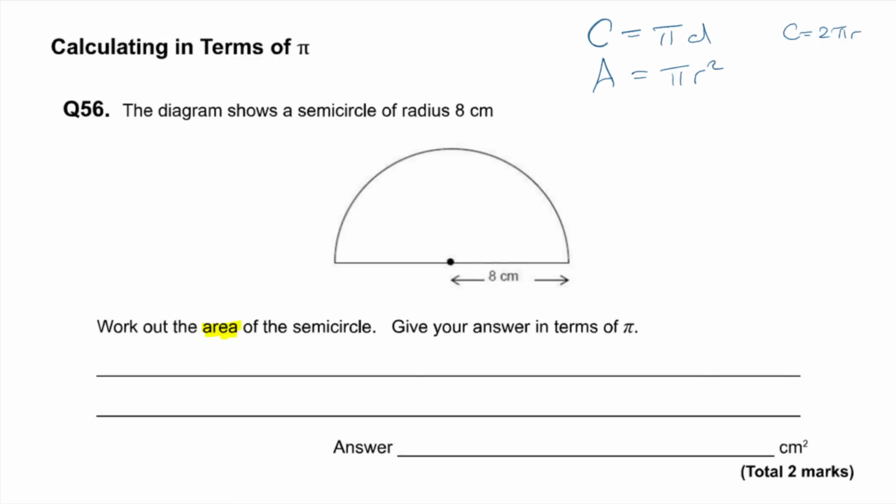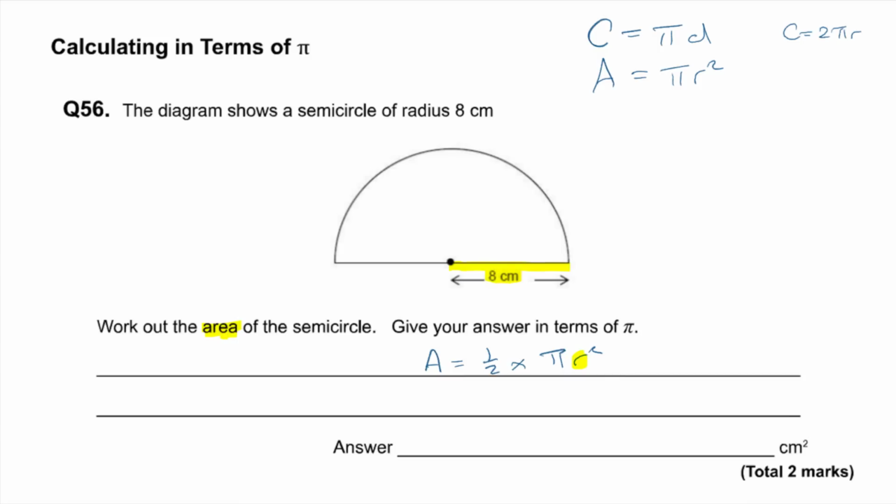Now here we've got half a circle, a semicircle, and the area of a semicircle is going to be half the area of a full circle. So it's going to be half of our normal area formula of pi r squared. Now the radius is that distance from the middle of the circle to the edge. In this diagram it is 8.